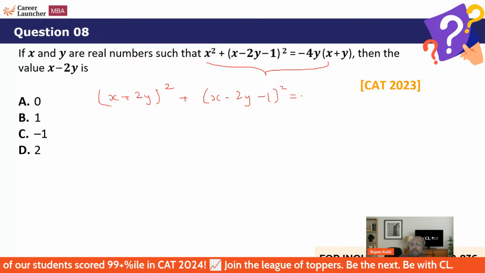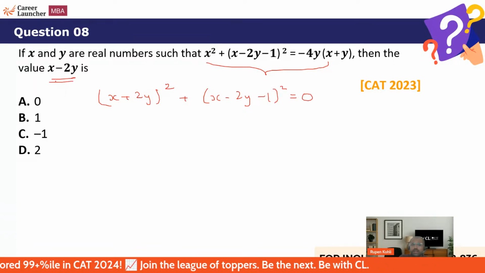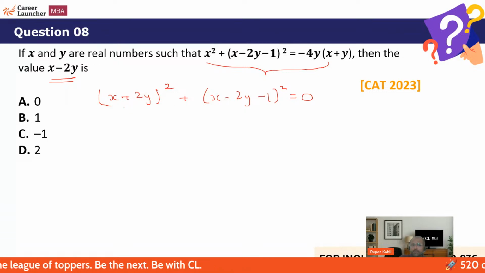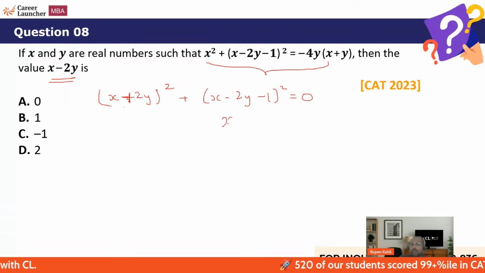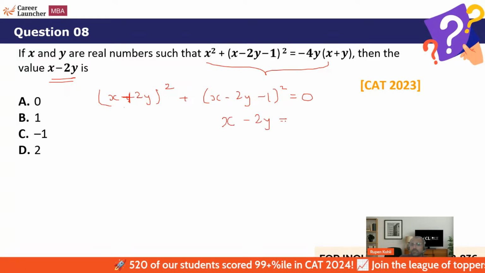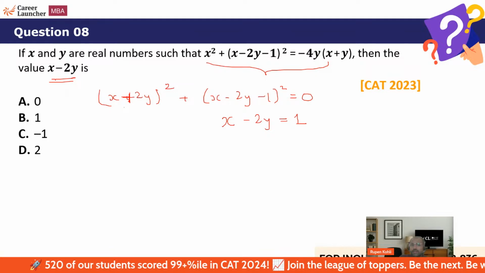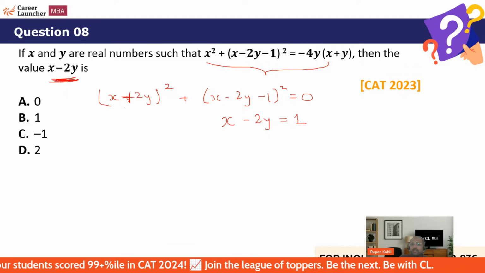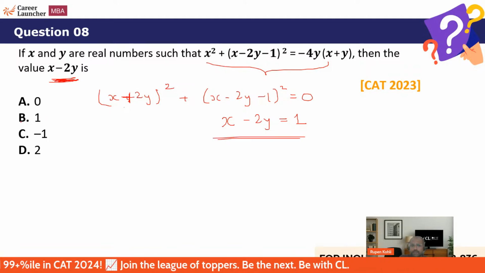And look at what they have asked. They asked the value of x minus 2y, and just our inference that this is 0 as well as this is 0. X plus 2y is 0, as well as x minus 2y minus 1 is 0, which means that x minus 2y minus 1 is 0, or x minus 2y is 1. Exactly, that's what they are asking. They are asking for the value of x minus 2y, which is 1.